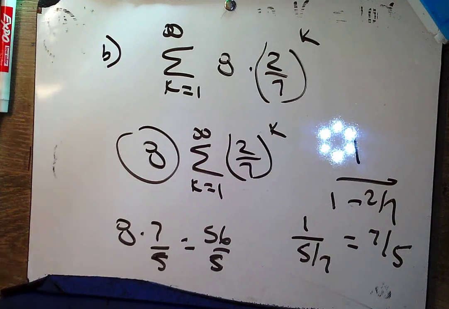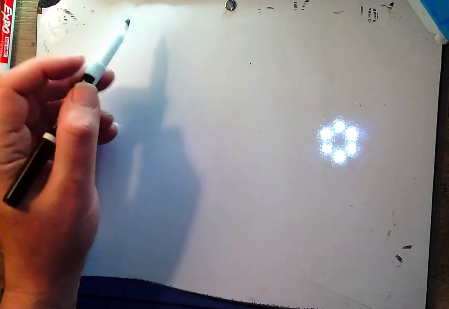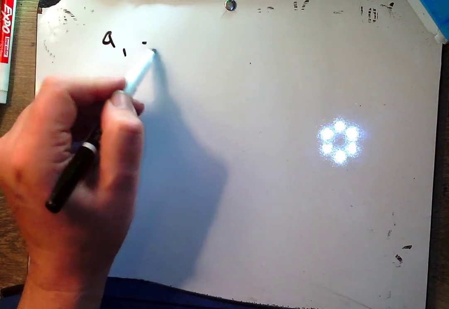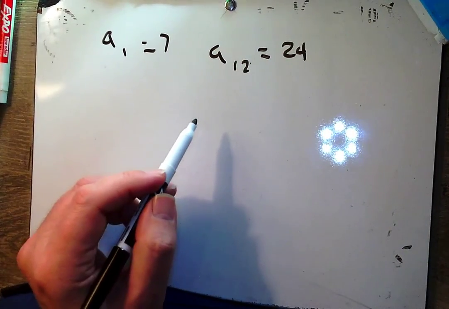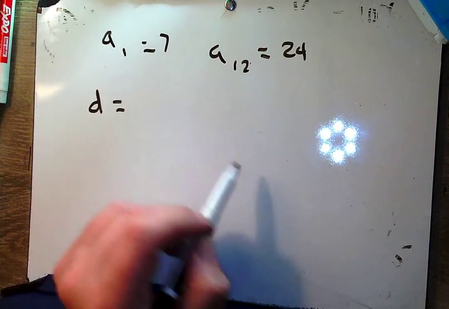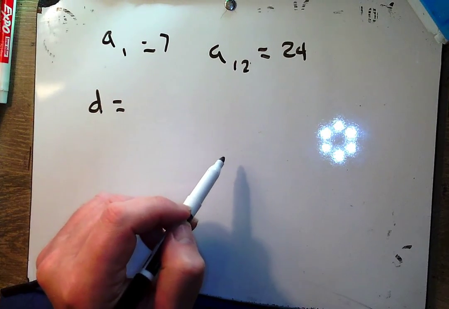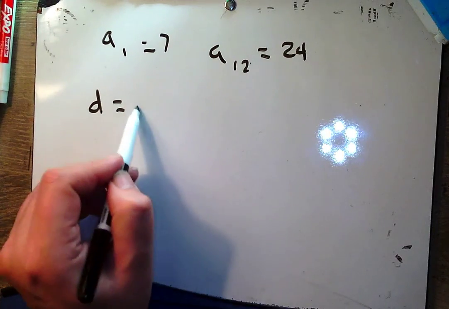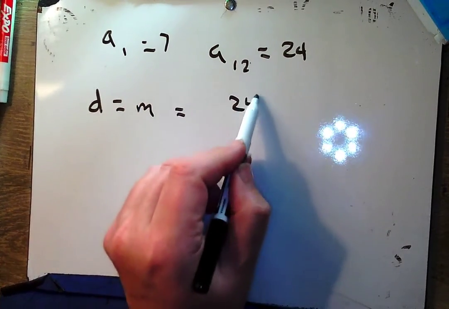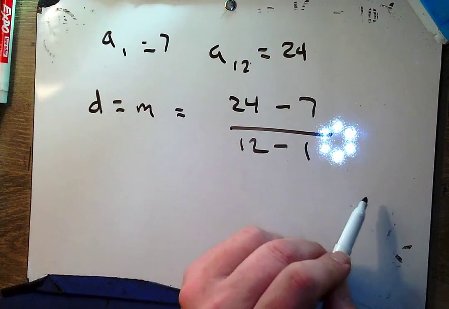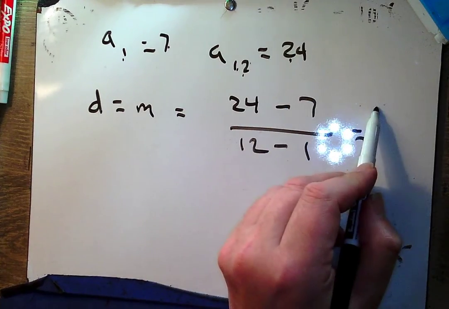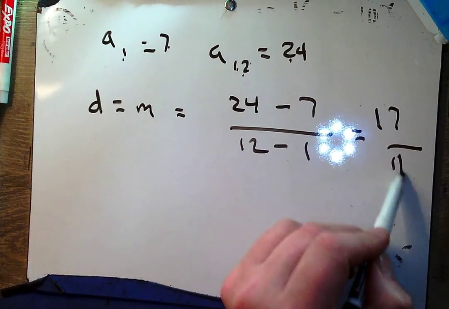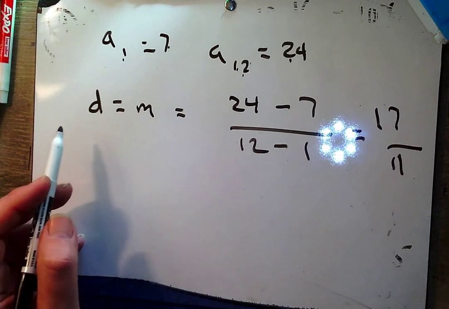Okay, 5. Number 5 says find a sub n for this arithmetic sequence. A sub 1 is 7, and a sub 12 is 24. So d is that common difference that we can find. We know it's a synonym for m. 24 minus 7 over 12 minus 1, right? Because these are n values, and these are a sub n values. So I get 17 over 11 for my d value.